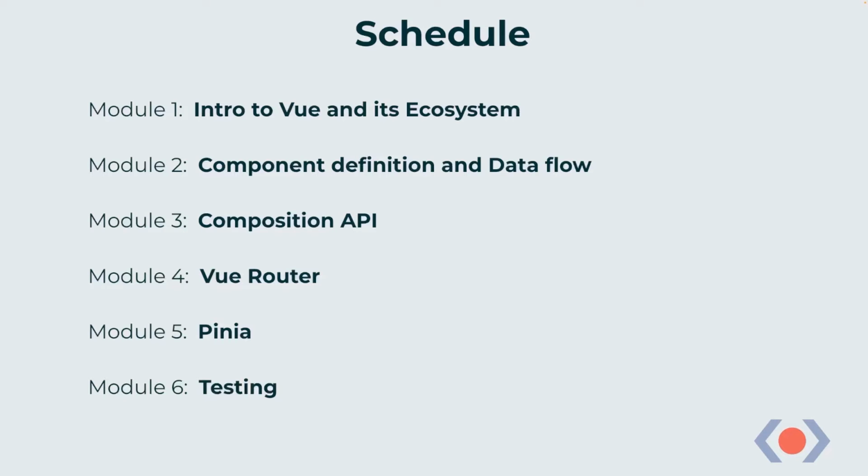In the fourth module, we'll talk about the Vue Router, which is going to allow us to navigate between different pages and routes. And in the fifth module, we'll talk about global state management using something called Pinia, which is the recommended approach by the Vue.js team. Lastly, in the sixth module, we'll talk about testing, the different types of tests that are available, as well as the tools that we can use to test, and we'll also be writing our own tests.